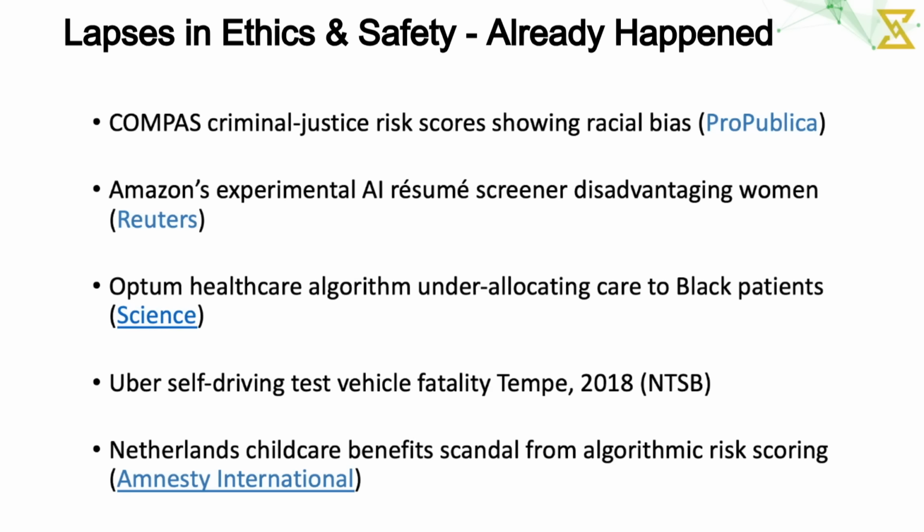So here are 5 specific real-world examples of lapses in AI ethics and safety. First, criminal justice risk scores showed racial bias. ProPublica reported that investigations found Black defendants were more likely to be falsely labeled as high risk than their white counterparts by the COMPAS algorithm used in sentencing and pretrial decision systems.